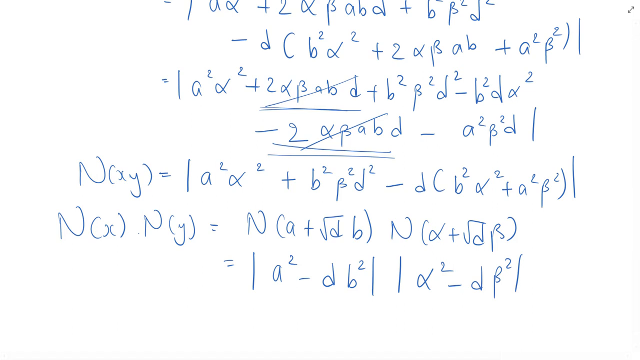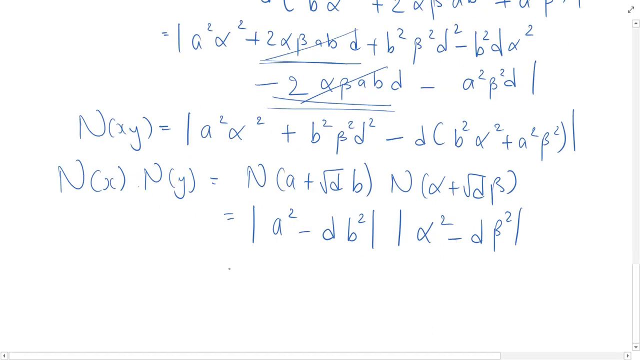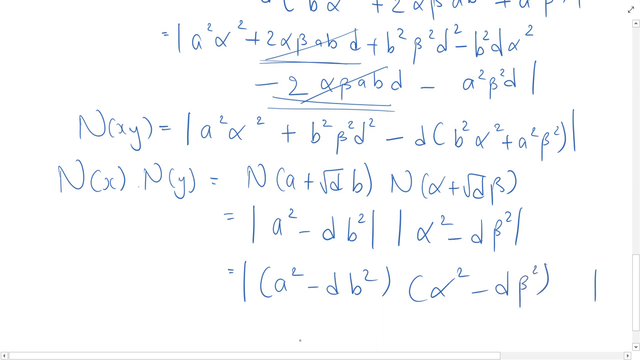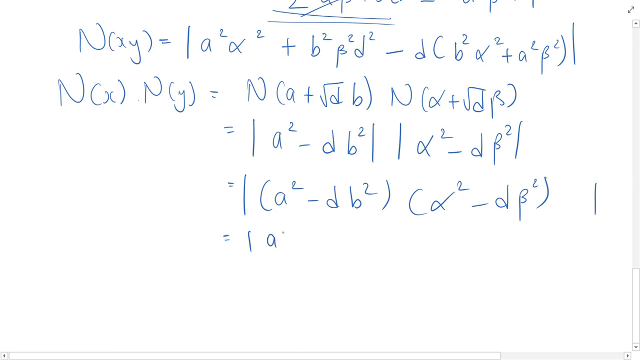Since we know norm is multiplicative, this mod is multiplicative, that means I can write this is same as mod of the product of these two. So it is alpha square minus d b square times alpha square. Sorry, every time I'm reading a and b as alpha and beta, but I hope you guys will get it. Okay, no issue. So it is a square alpha square minus a square d times beta square minus d beta square alpha square plus d square beta square, and this is also beta square, right?